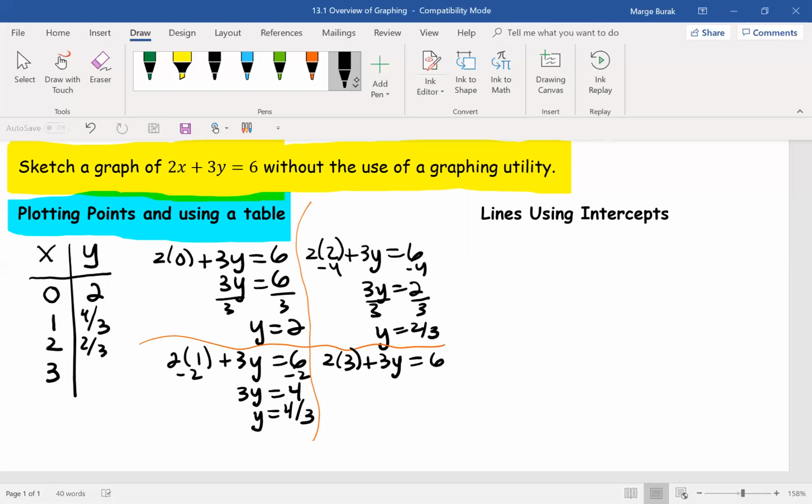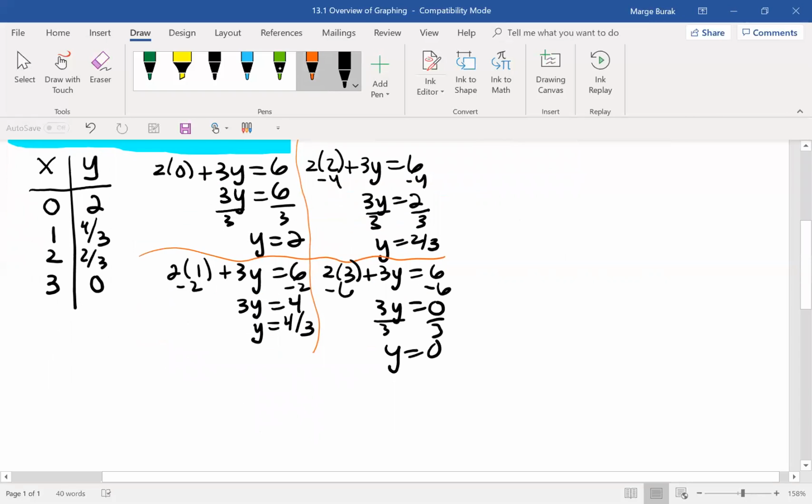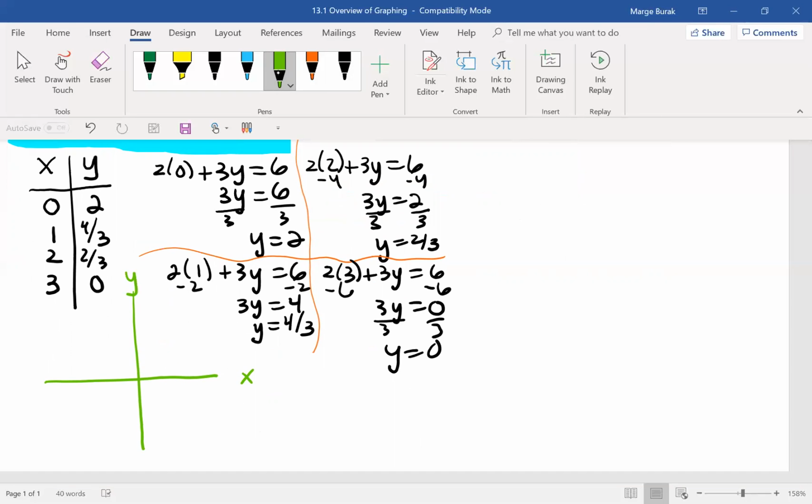And that's 6, so minus 6 from both sides. 3y equals 0. Oh, I like this one. Divide by 3, y equals 0. Okay, so I have 4 points. Go with green. Okay, 0, 2; 1, 4/3, which is 1 1/3, about right there; 2, 2/3, about right there; and 3, 0. Well, they're linear, and every point in between. So there's my line. All right, success.